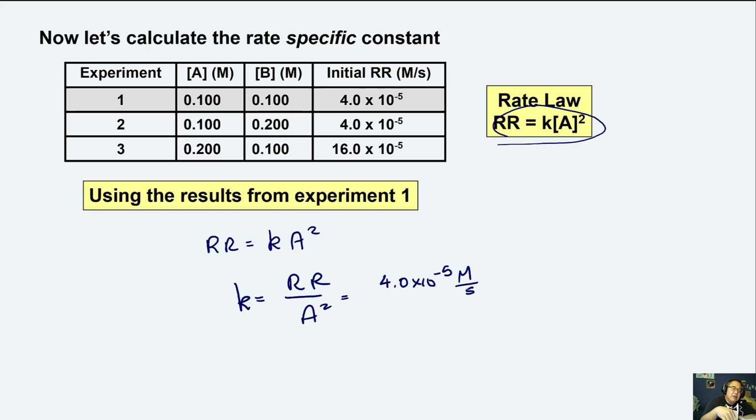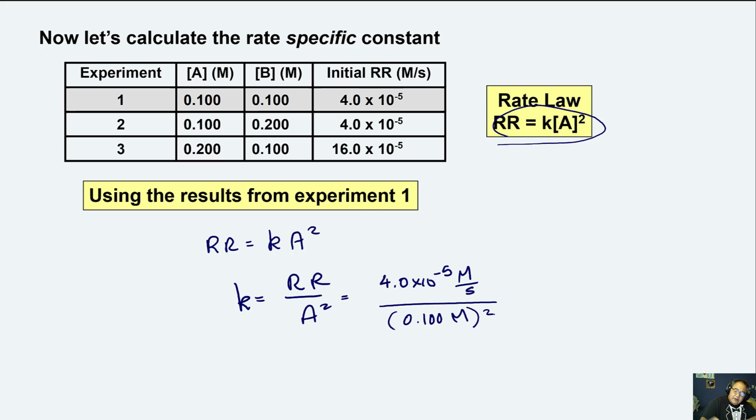And here it's important that we put the units in because we're going to calculate something that needs to have units. So it's important that we put the units in. And so I'm going to divide that by 0.001 molar. But it's squared, right? So it's like this.